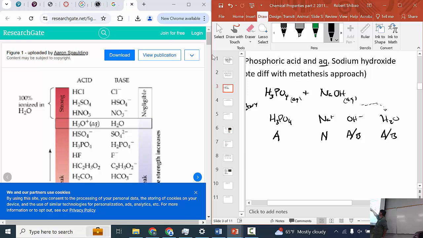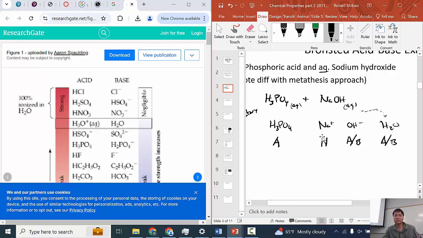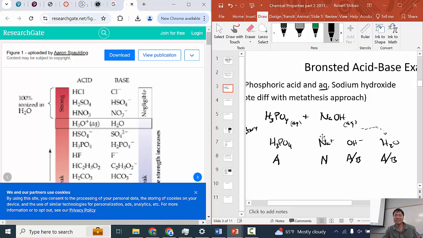However, hydroxide can accept a proton. If hydroxide accepts a proton, what do we make? Water. And water can accept a proton. If water accepts a proton, what do we make? Hydronium. And so those are okay. And so that's the first step. As we inventory, what was the next step?